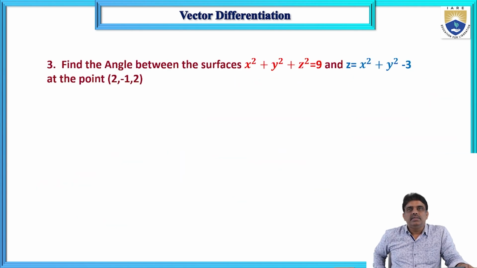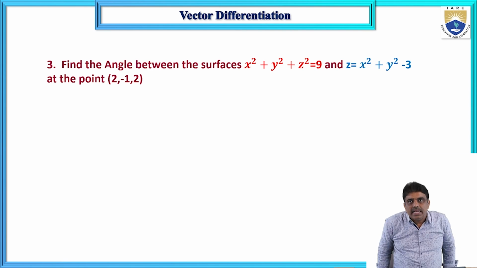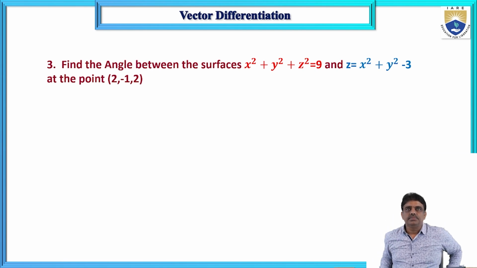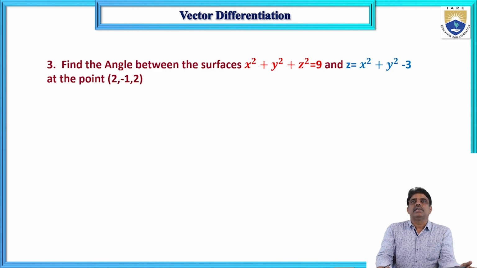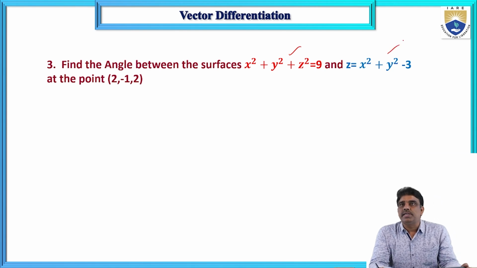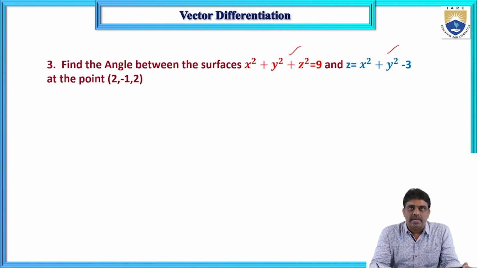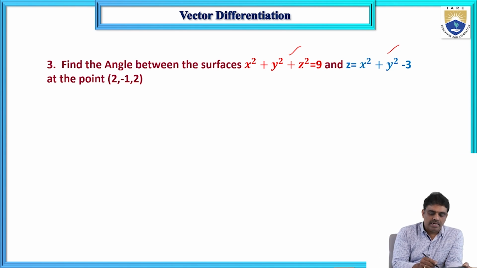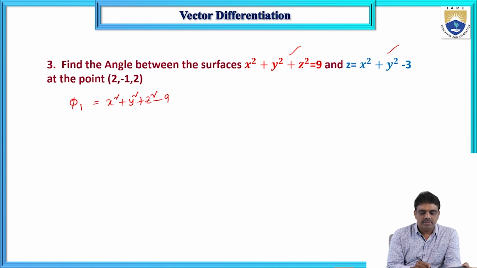Let me do one example. Find the angle between the surfaces x square plus y square plus z square is equal to 9 and z is equal to x square plus y square minus 3 at the point 2, minus 1, 2. So here there are two surfaces. I will do this problem. x square plus y square plus z square minus 9 is the first surface, phi 1.